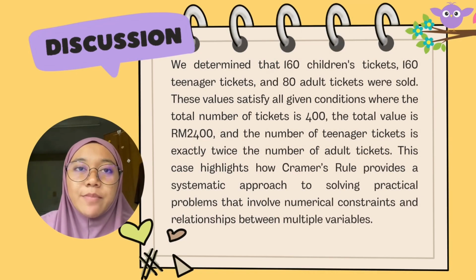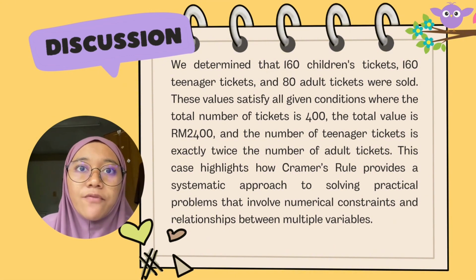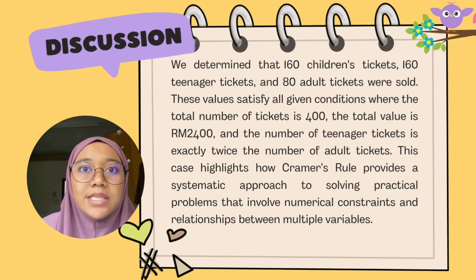Discussion. By using Cramer's rule, we determined that 160 children's tickets, 100 teenager tickets, and 80 adult tickets were sold. The values satisfy all given conditions, where the total number of tickets is 400, the total value is 2,400, and the number of teenager tickets is exactly twice the number of adult tickets. This case highlights how Cramer's rule provides a systematic approach to solving practical problems that involve numerical constraints and relationships between multiple variables.